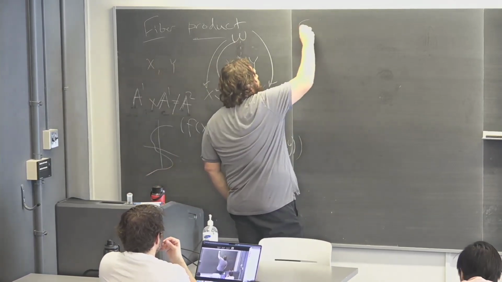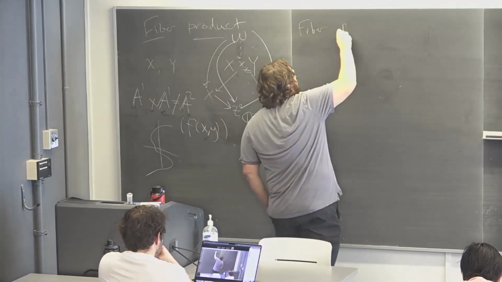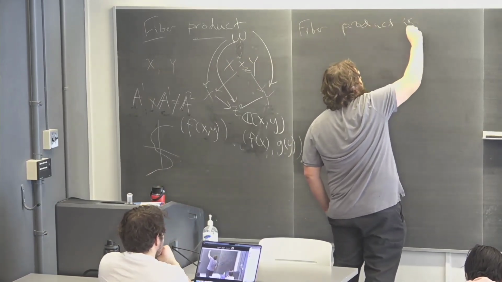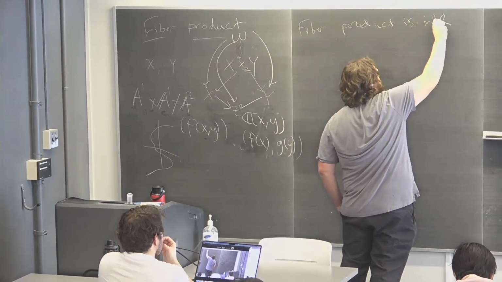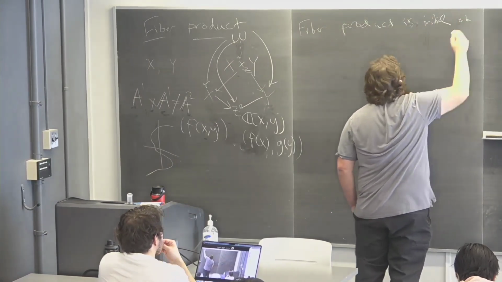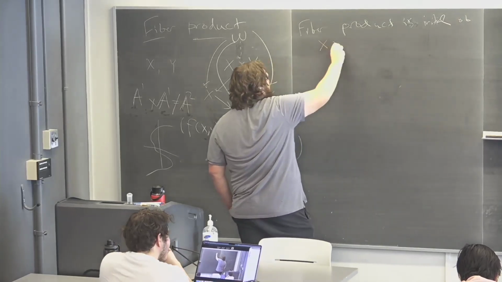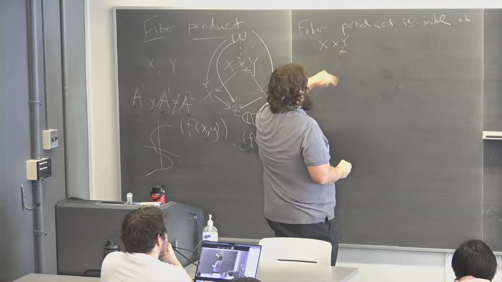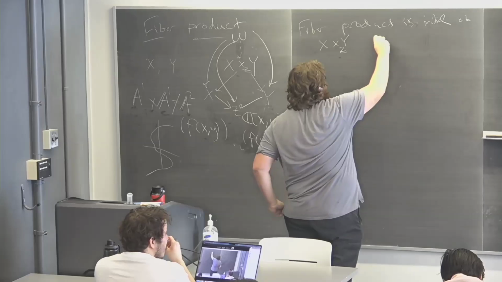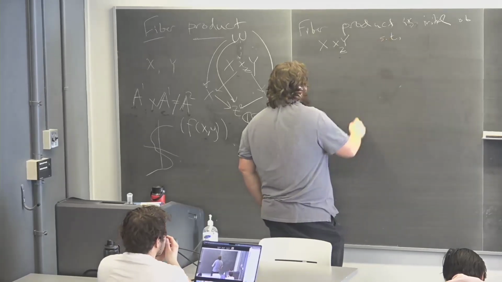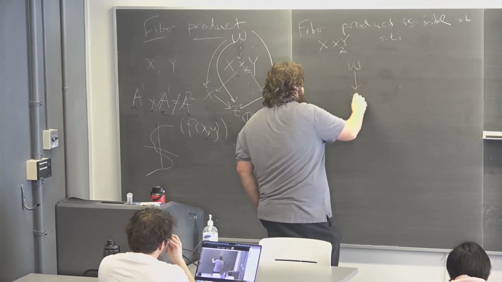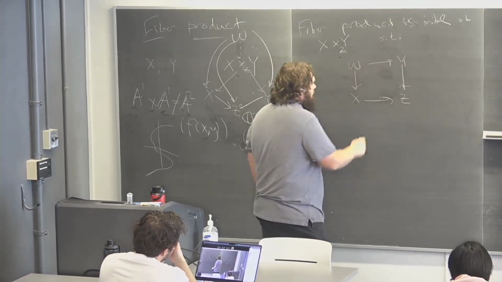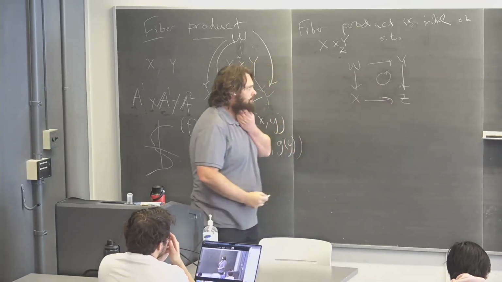So the fiber product is the initial object. The fiber product is written like this with X and Y and Z on here, such that I have a W, it maps into X, it maps into Y, and then this diagram commutes.